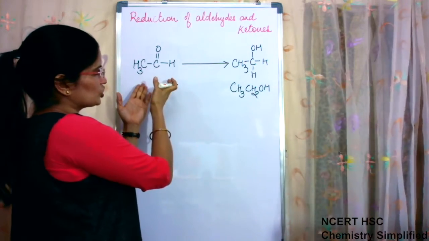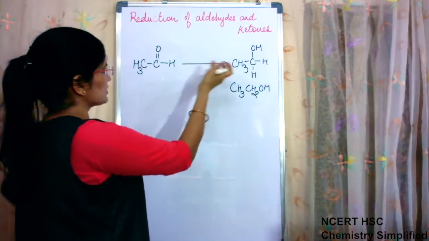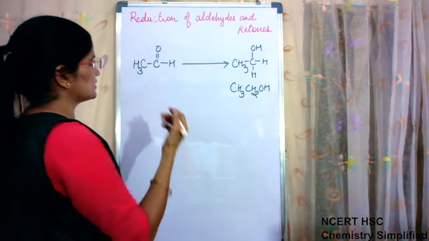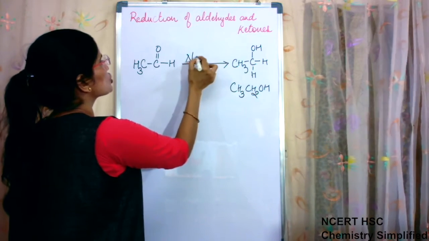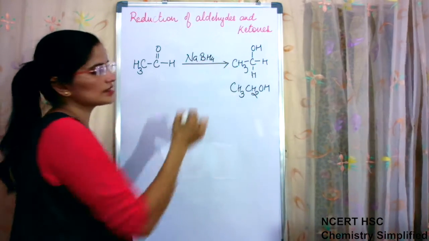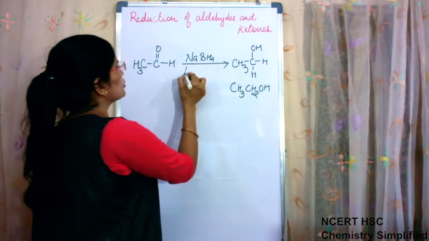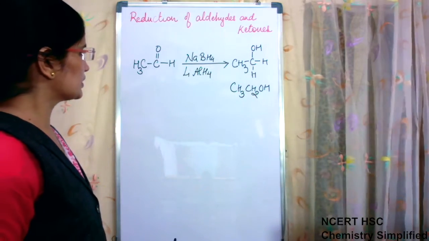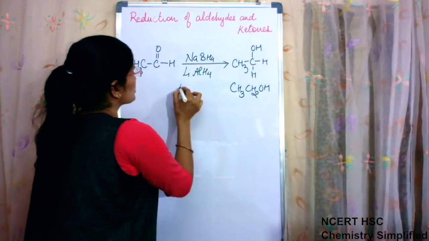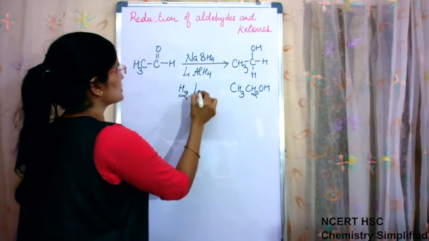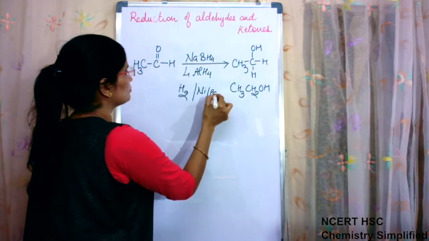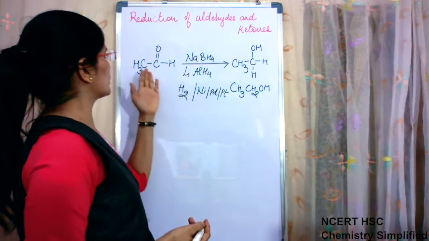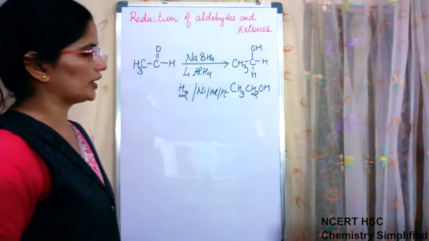Because this reduction is a one step reduction, the reducing agents which we need here may be a strong reducing agent or a weak reducing agent. That means we can use here sodium borohydride, which is a weak reducing agent. We can use lithium aluminium hydride, which is a strong reducing agent. We can also use hydrogen in presence of nickel, palladium or platinum. So any of the reducing agents can be used to convert aldehyde into alcohol.